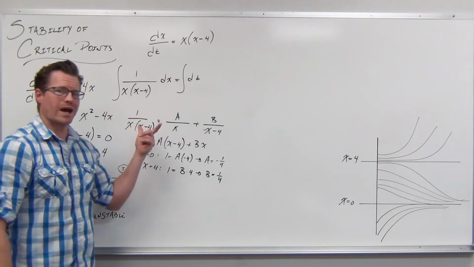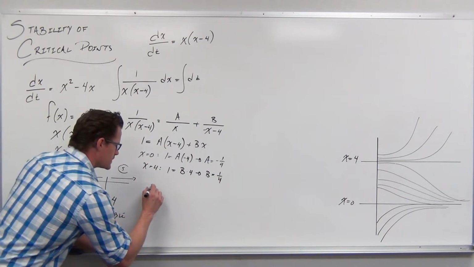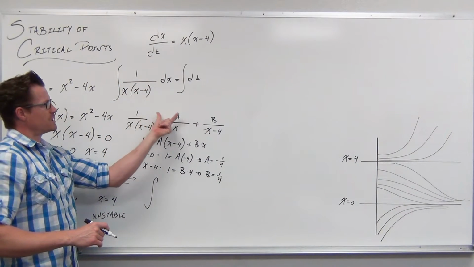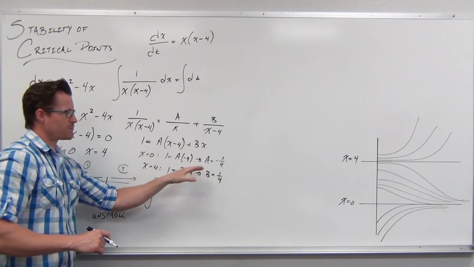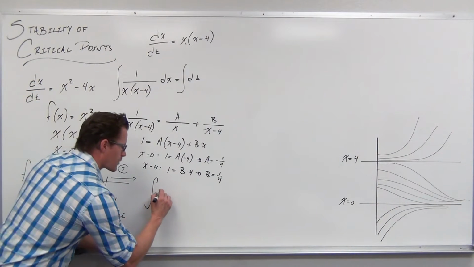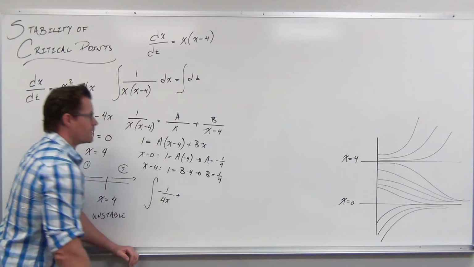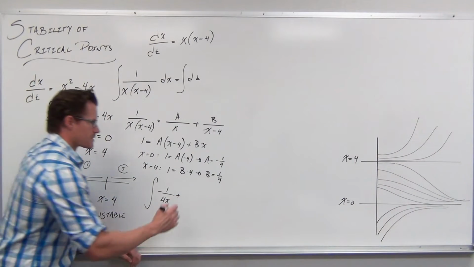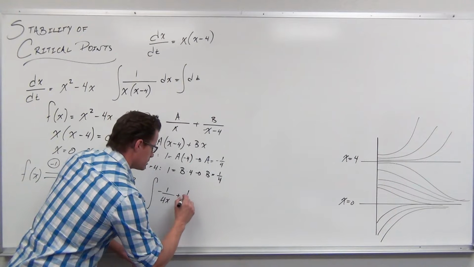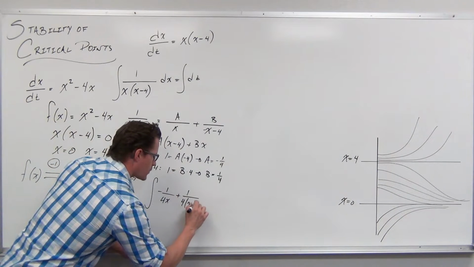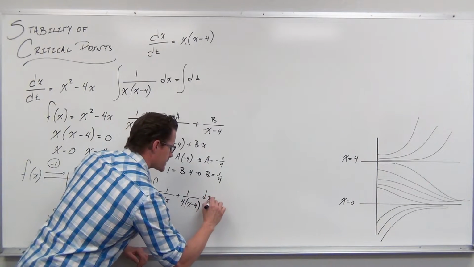And now we can rewrite this as something that's a little easier to take an integral of. We'd say, hey, this whole fraction is a over x plus b over x minus 4. If a is negative 1/4, that's negative 1 over 4x plus 1 over 4 times x minus 4 dx.